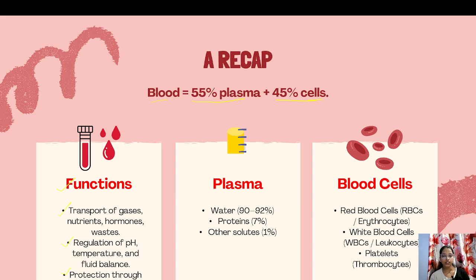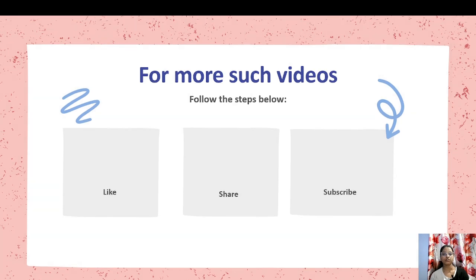Then we have seen plasma is 55% of the blood, and that plasma contains 92% of water, then 7% of proteins and other solutes. Now what are the different proteins present in the plasma? Albumin, globulin and fibrinogen. Then blood cells, that means formed elements, 45%, and these blood cells are red blood cells, white blood cells and platelets. So here we have completed the composition of blood.